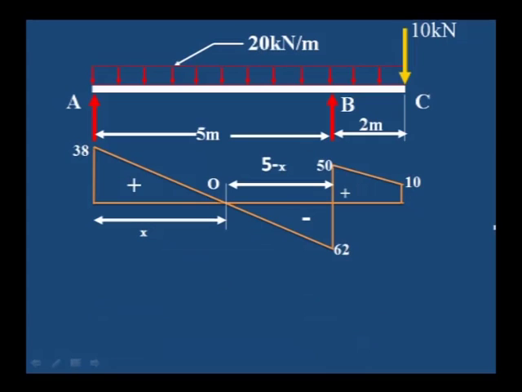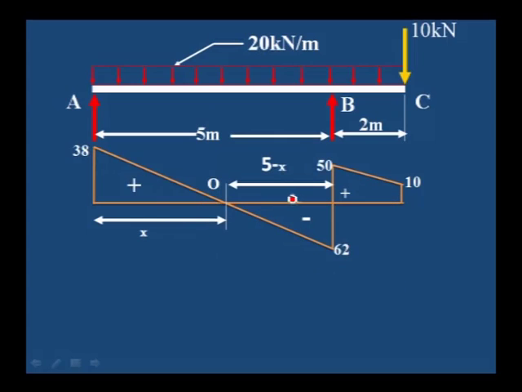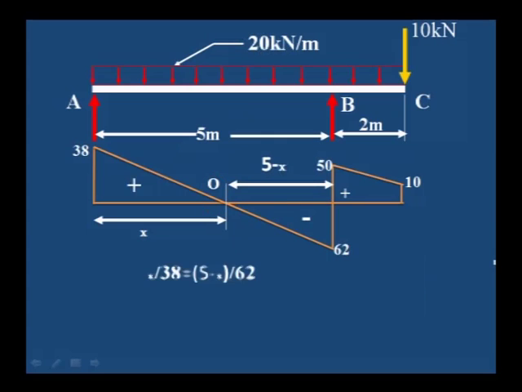point of counterflexure. First we will find the maximum bending moment, where it occurs at a certain distance x from the left support, and the balance is 5 minus x because the total distance between A and B is 5 meter. Therefore 5 minus x is the balance between B and the point where shear force changes its sign. In a similar way, just calculate the x value. x divided by 38 is equal to 5 minus x divided by 62.